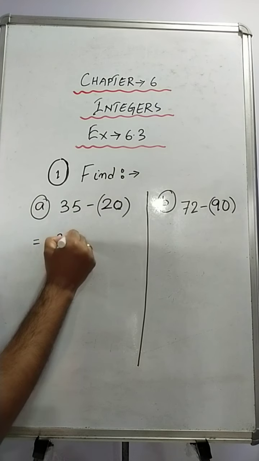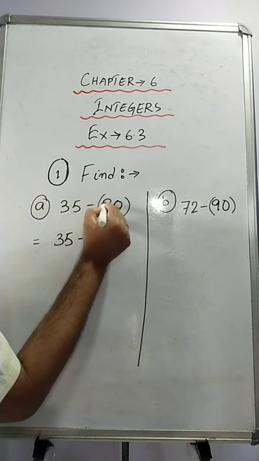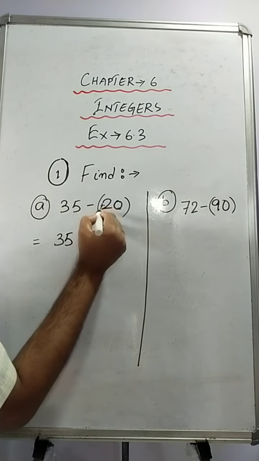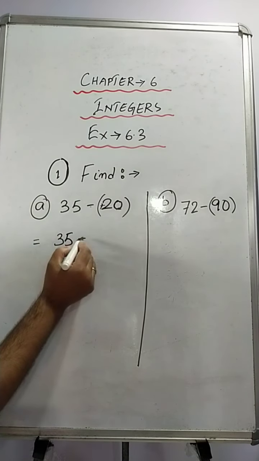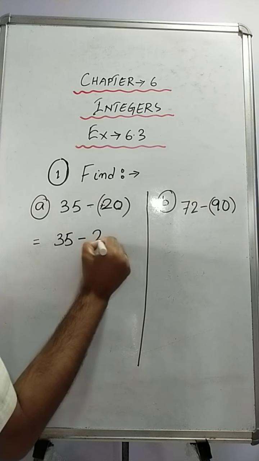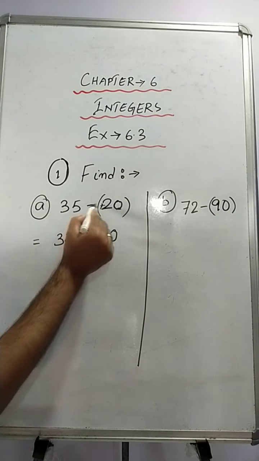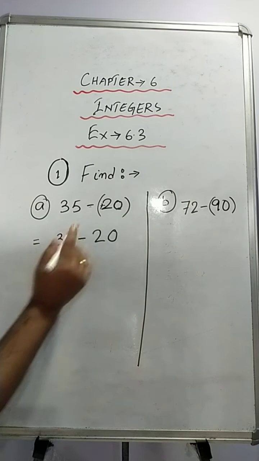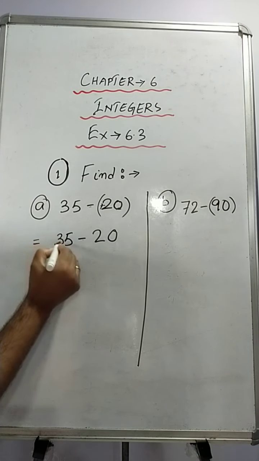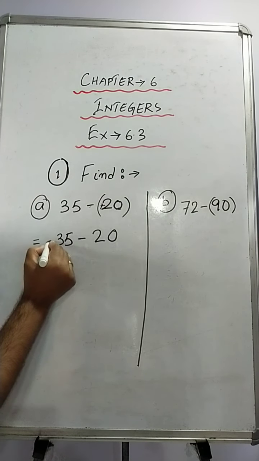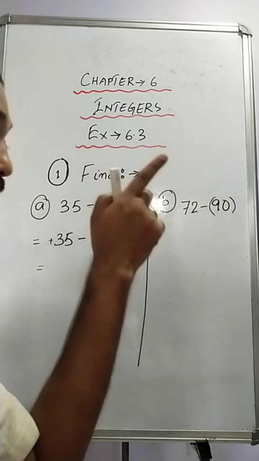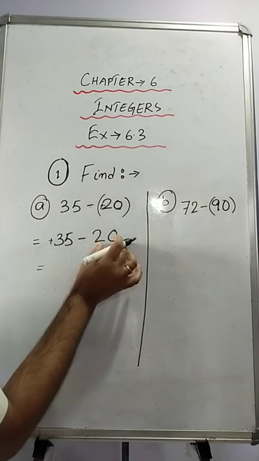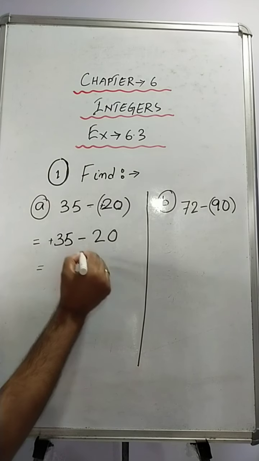That is 35 minus, and what sign is this 20 carrying? Plus sign, boys. So plus minus is minus. That is the reason I wrote minus here. So plus minus is minus, and then we'll write 20. Now this 35 is carrying what sign? If no sign is there, it carries a plus sign, isn't it? So plus minus is minus. So 35 minus 20 will give you 15.